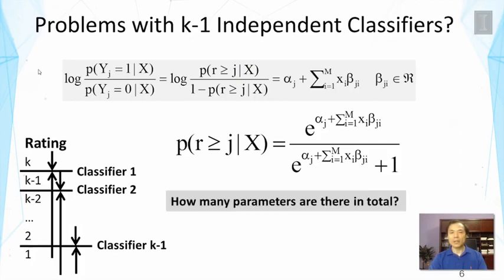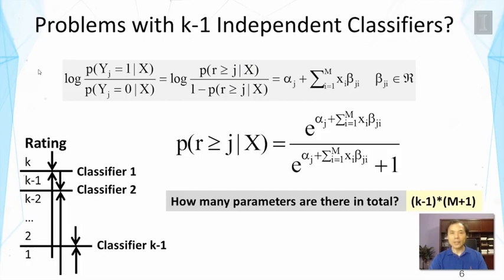Now, this may be an interesting exercise to do, so you might want to just pause the video and try to figure out the solution. How many parameters do we have for each classifier? And how many classifiers do we have? Well, you can see the answer is that for each classifier we have n plus 1 parameters, and we have k-1 classifiers altogether. So the total number of parameters is k-1 multiplied by m plus 1. That's a lot of parameters.